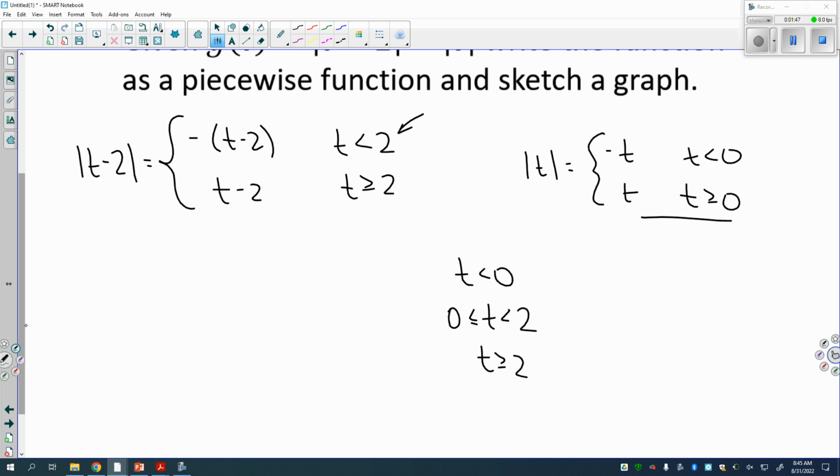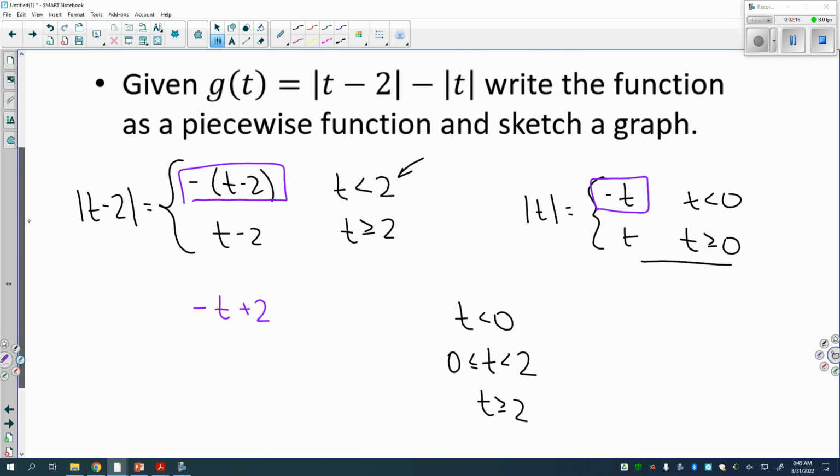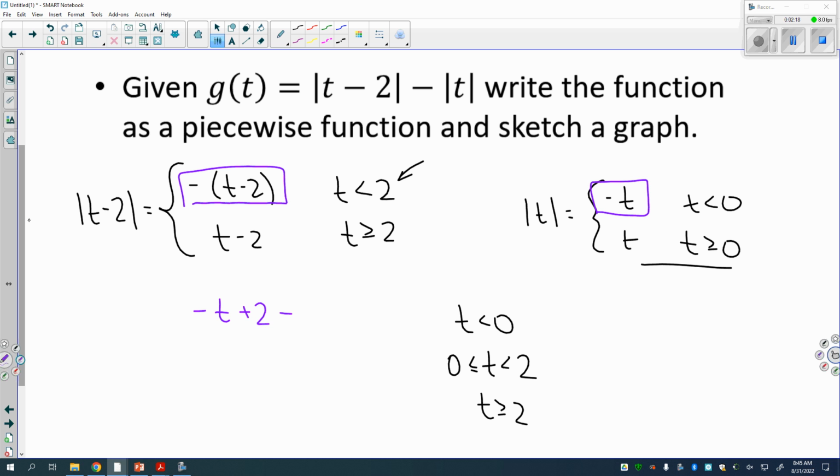When it's less than 0, I look at this, and this part here is the less than 0 part. I'm going to do this in a different color, actually. So I've got this part here less than 0, and this part here less than 0. I'm going to put those together. So I've got negative t plus 2, I went ahead and distributed, and my function says I subtract these. So I'm going to do minus, and then subtract the part over there, negative t. That's for the less than 0 portion.